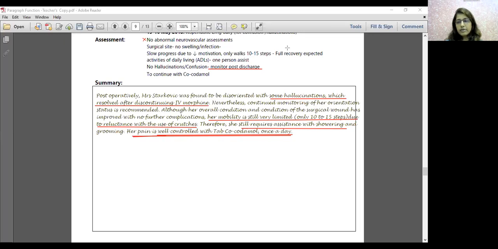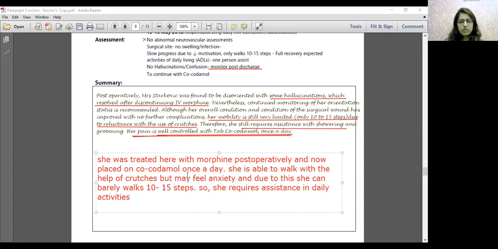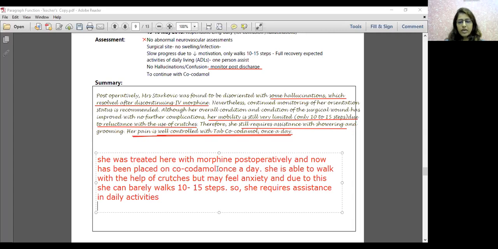Okay, a very good summary, Priyanka. Kudos. Very good summary. Although some rectification needs to be done, it's a good attempt. She was treated here with morphine postoperatively and now is placed on cocodamol. And then for frequency, you will need a comma. But may feel anxious would be more appropriate. And due to this, if you are using it, then you would need a comma. She can, if you are using can, then no S. And so is spoken, so you may replace it with therefore or as a result. But a good attempt, very good.